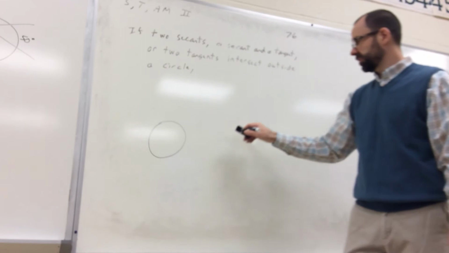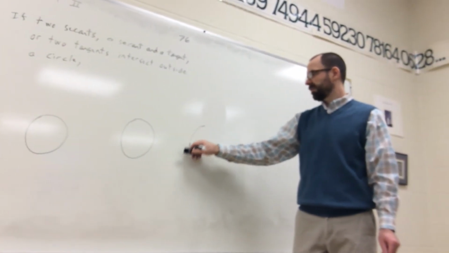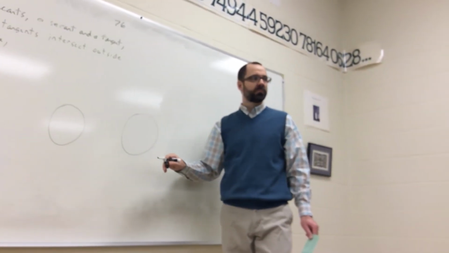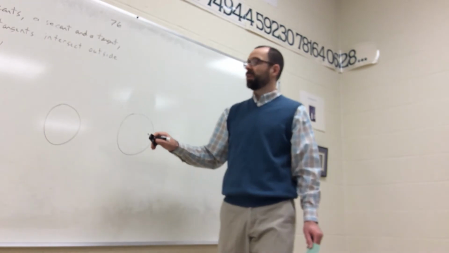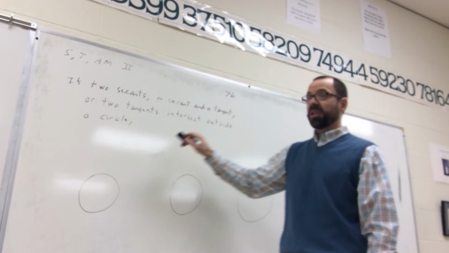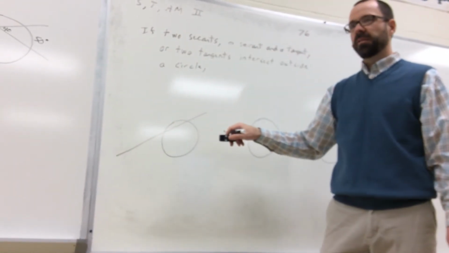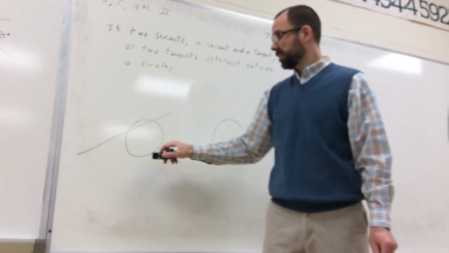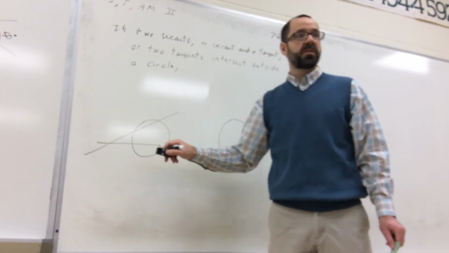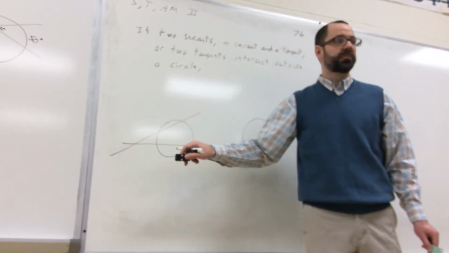So we need 3 circles. So in the first picture, we need 2 secants intersecting outside the circle. So secant line, because it hits the circle twice. Another secant line, hits the circle twice. So there we have 2 secants intersecting outside the circle.